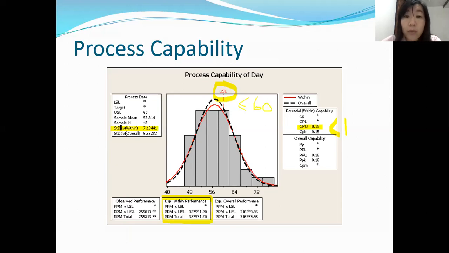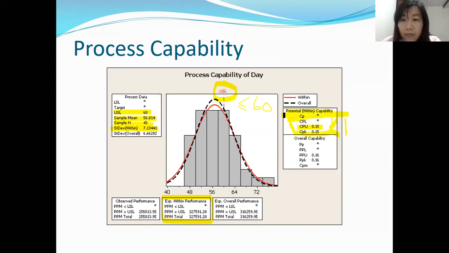Yeah, this is why we use the within standard deviation rather than the overall standard deviation. This is the USL, and these are the means from the 43 data points. The average collection period is 56 days, and this is the standard deviation. We can put the formula here. Yeah, we use it here.